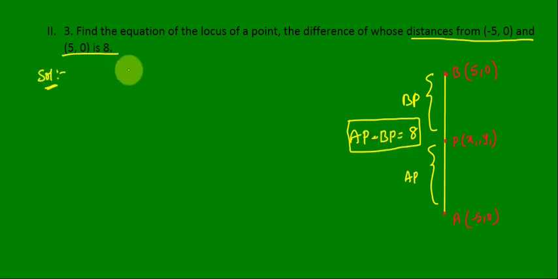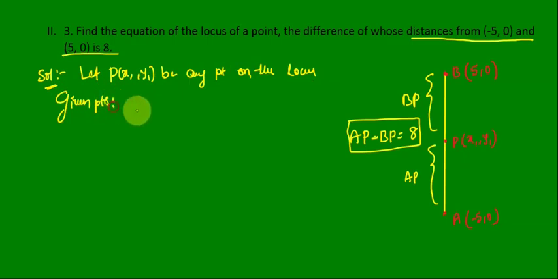Okay. Chalo. So first, same three steps funda. The first step is let P (x1, y1) be any point on the locus. This is the first. Then the given points.